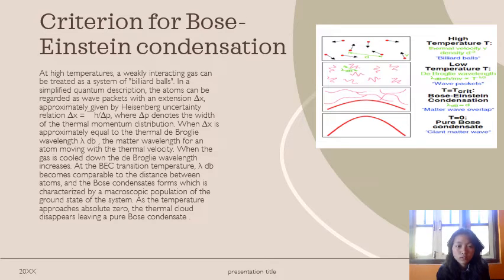When the gas is cooled down, the de Broglie wavelength increases. At the BEC transition temperature, lambda dB becomes comparable to the distance between atoms and the Bose condensate forms, which is characterized by a macroscopic population of the ground state of the system. As the temperature approaches absolute zero, the thermal cloud disappears, leaving a pure Bose condensate. Here the figure is given. Moving to the next slide.